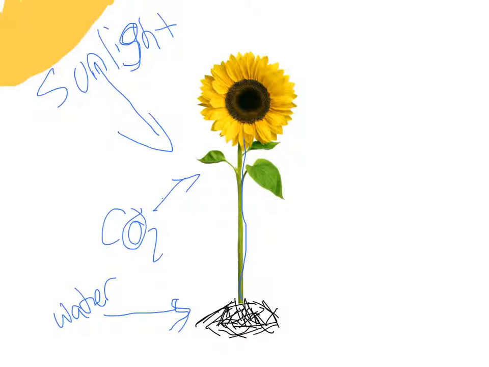And using all three of these, the benefits of photosynthesis is glucose, which is food for the plant, and oxygen for us to breathe. So oxygen and glucose.